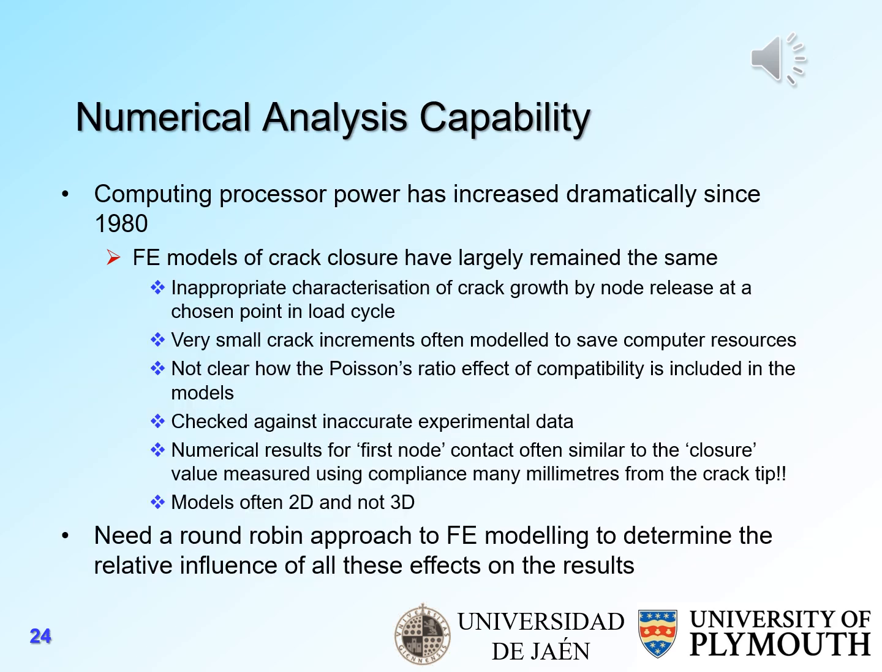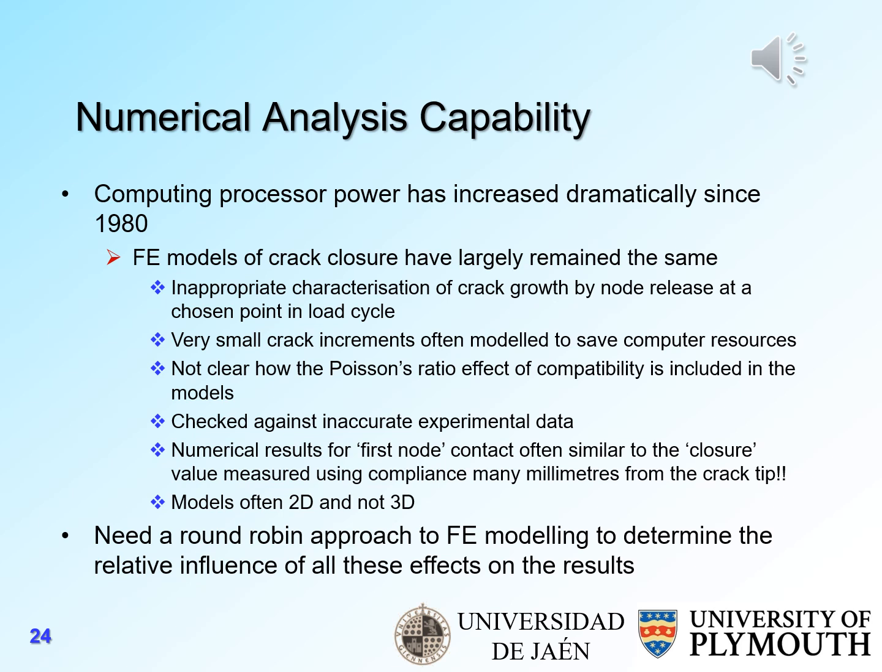I would now like to consider issues around numerical analysis and experimental capability. It's clear that computing processor power has increased very dramatically since 1980, but it's also clear that many finite element models of crack closure have largely remained the same. There's a generally inappropriate characterization of crack growth by node release at a chosen point in a load cycle, and it's not clear how that takes account of the real metallurgy of crack physics. Very small crack increments are often modeled to save computer resources. There's a limited amount of work around that shows that this is in itself not terribly accurate.